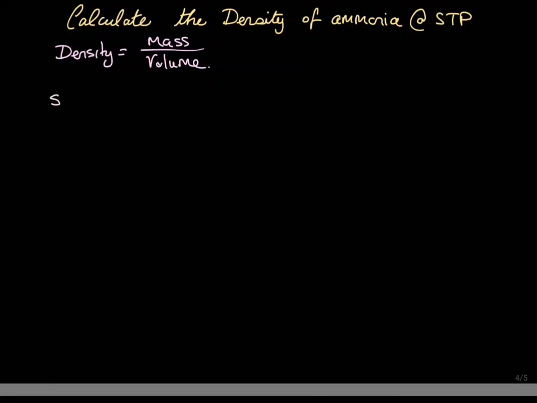Okay, standard temperature and pressure. That means it's 273 Kelvin and the pressure is 100 kilopascals. I may or may not need to use that, but I'm just breaking down the question into what I know. Ammonia, chemical formula, NH3.